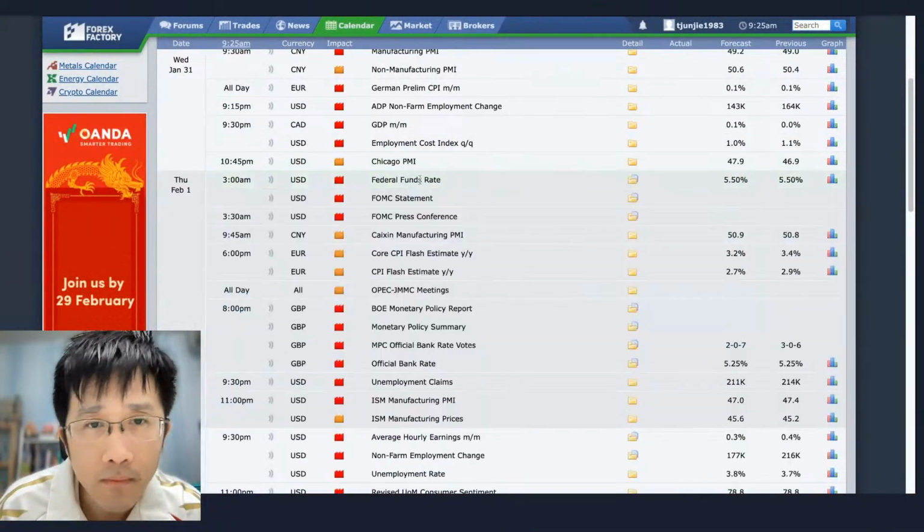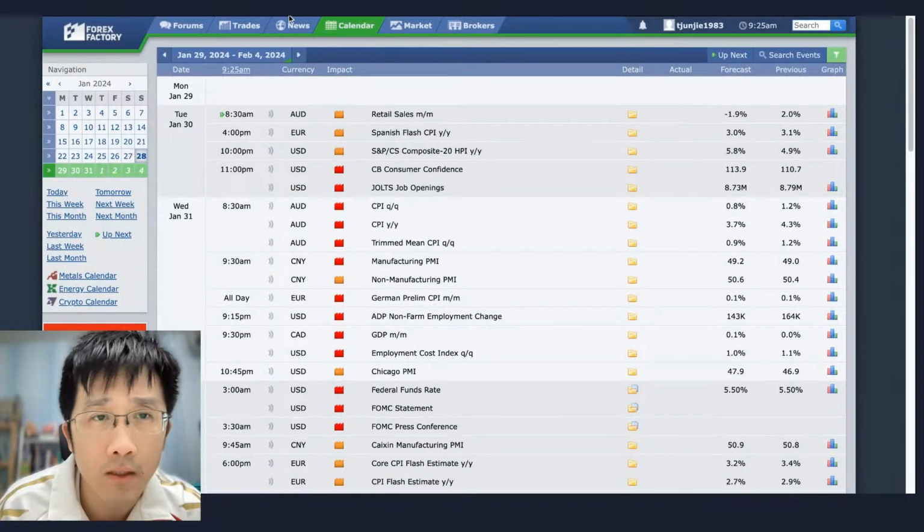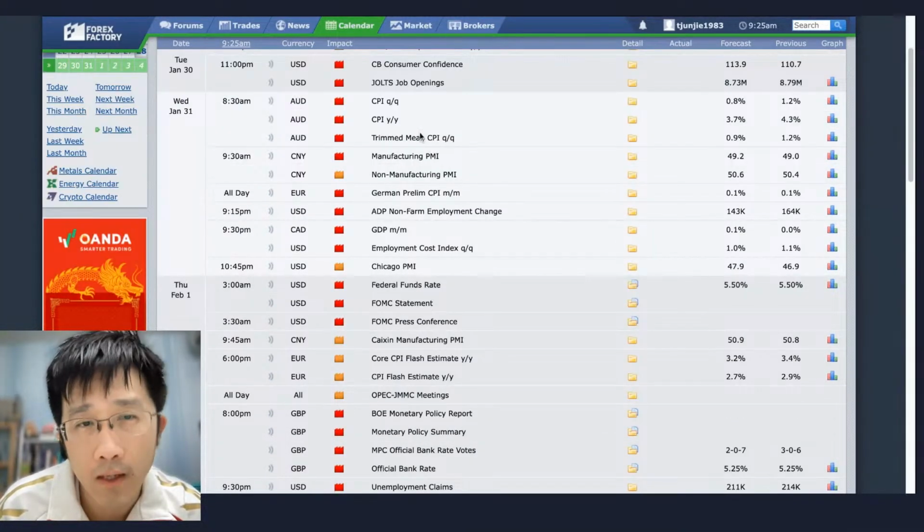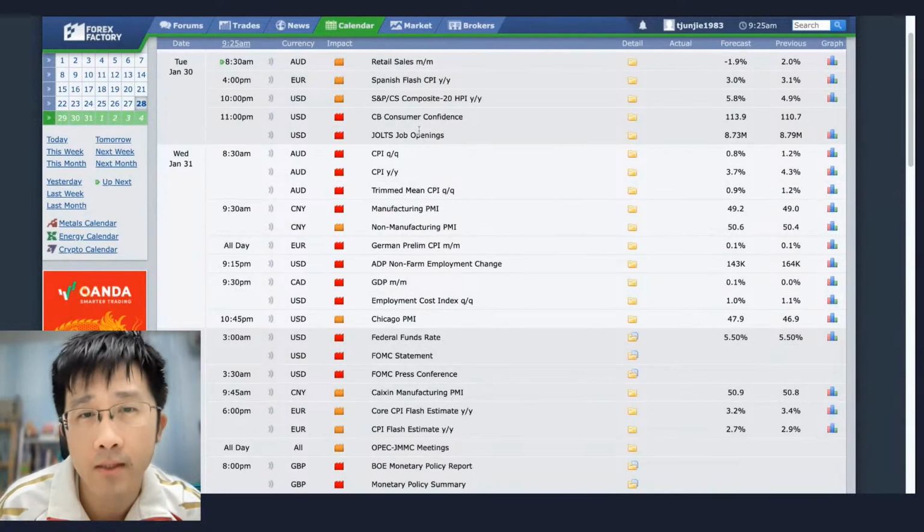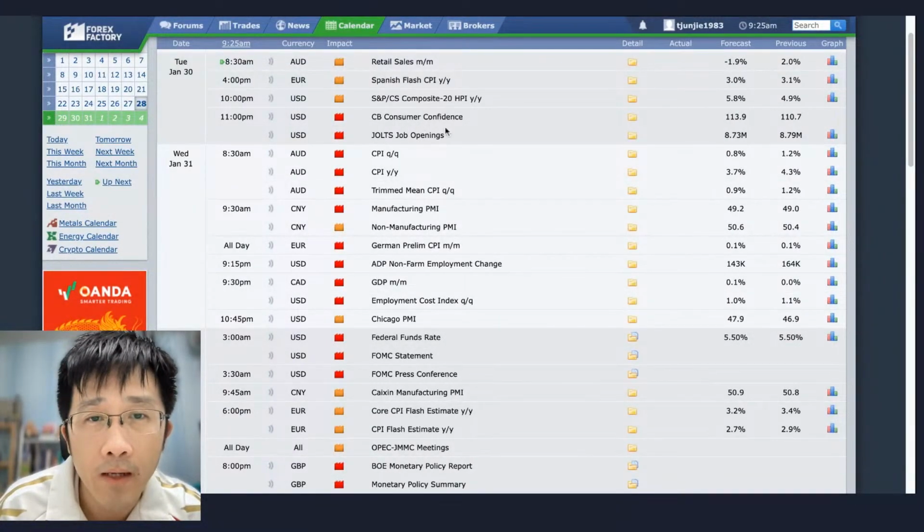And then jumping back to the chart. Calendar wise, nothing much, just to think of the high impact news and also the medium impact news. Okay, so that's all from that end. All right, so let's go back to the chart itself.